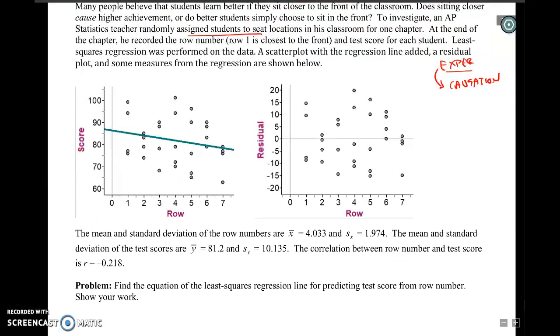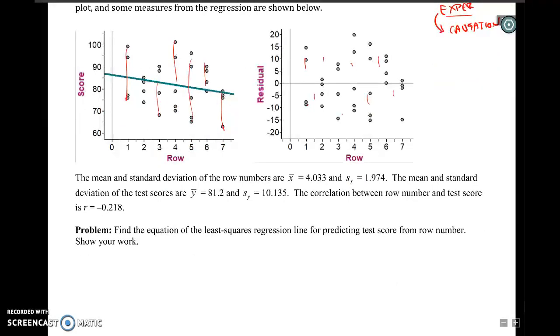So there's a very weak relationship, but there seems to be a general negative pattern, meaning the closer you are, the slightly better your scores were, with a lot of variability. And the further you were away, the slightly lower your scores were, but a lot of variability unaccounted for by the model. And the residual plot shows no pattern. So it looks like a linear model is appropriate.